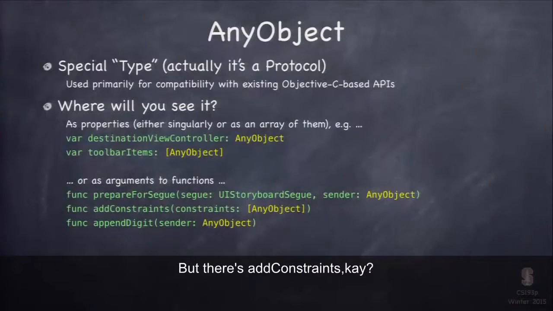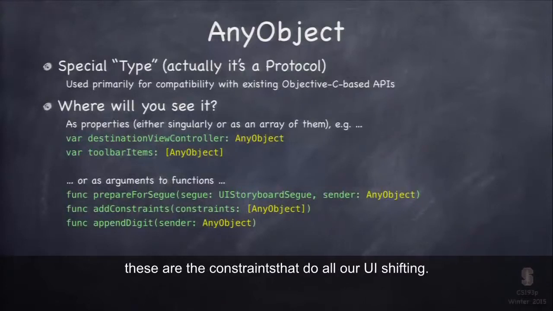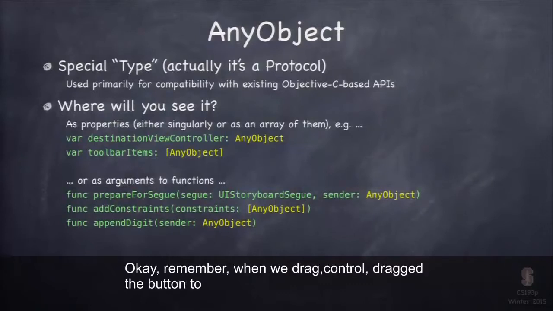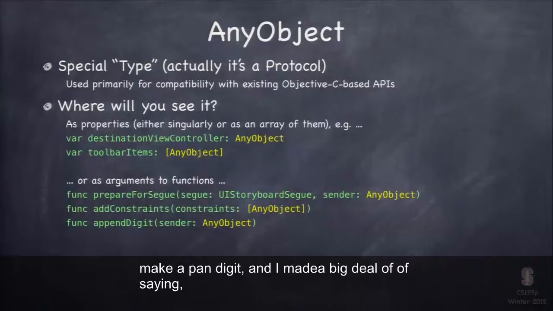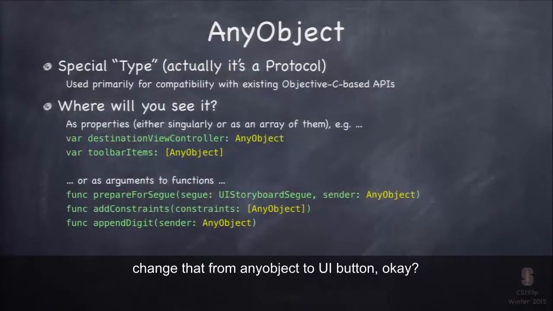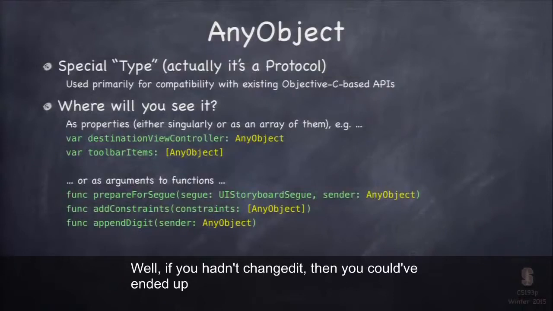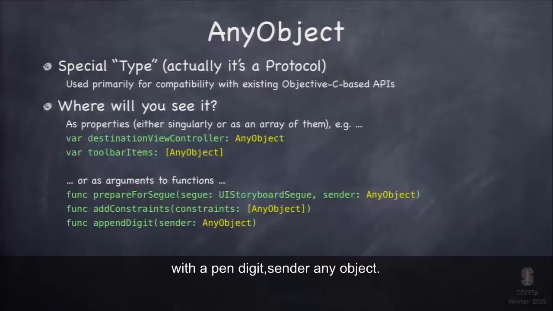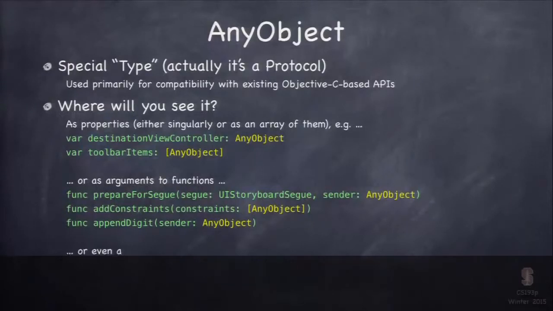But there's addConstraints, okay, which is another UIView thing. And you add the constraints, you think that would be an array of whatever class constraints are. I haven't taught you about this, but these are the constraints that do all our UI shifting. But again, for historical reasons, it's an array of AnyObject. And even in appendDigit in Calculator, okay, remember when we control dragged the button to make appendDigit? And I made a big deal of saying, change that from AnyObject to UIButton, okay? Well, if you hadn't changed it, then you could have ended up with appendDigit sender AnyObject, okay?